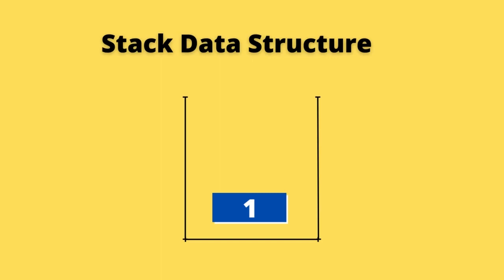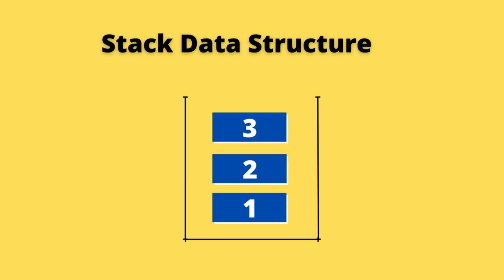So, let's put in first data inside the container. Put the second data inside the container. It will be on top of the first data. Similarly, you can put the third data on top of the second data inside the container. The process goes on. Basically, we demonstrated one operation that we can perform on the stack. It is called push operation.